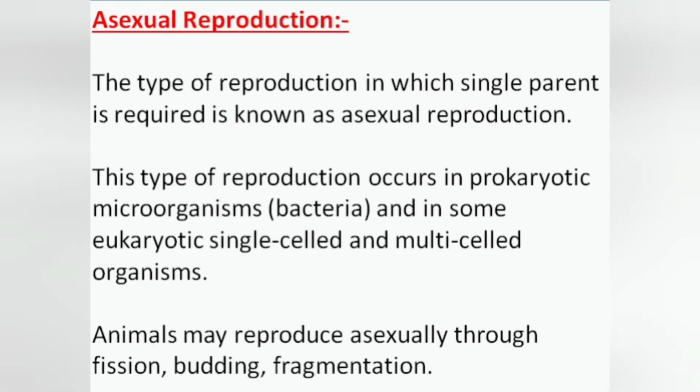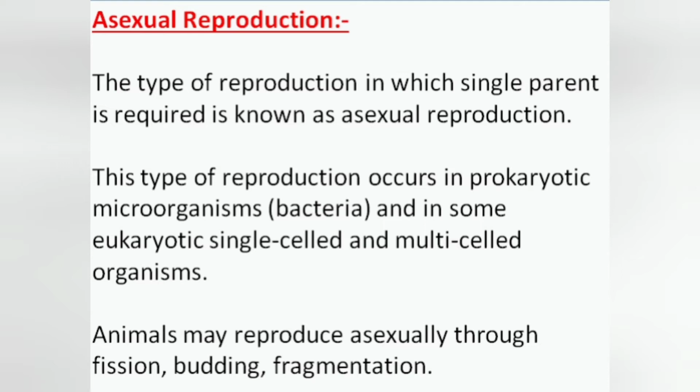So, the exact definition of asexual reproduction is: the type of reproduction in which a single parent is required is known as asexual reproduction. This type of reproduction occurs in prokaryotic microorganisms like bacteria, in some eukaryotic single-celled organisms like amoeba, and in multi-celled organisms also.